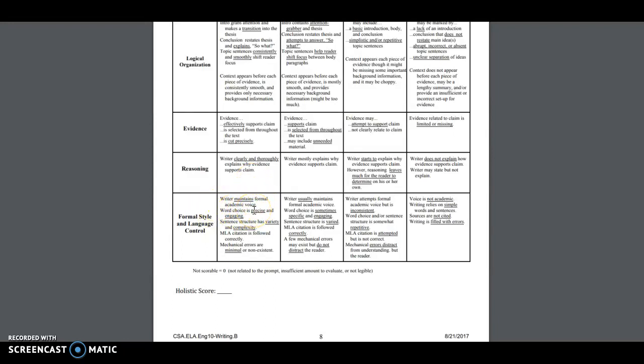All right? Writer maintains a formal academic voice. No swearing, no slang, things like that. You know how to write an academic paper. That shouldn't be a problem. Word choice is precise and engaging. Sentence structure has variety and is complex. MLA citation is followed correctly.